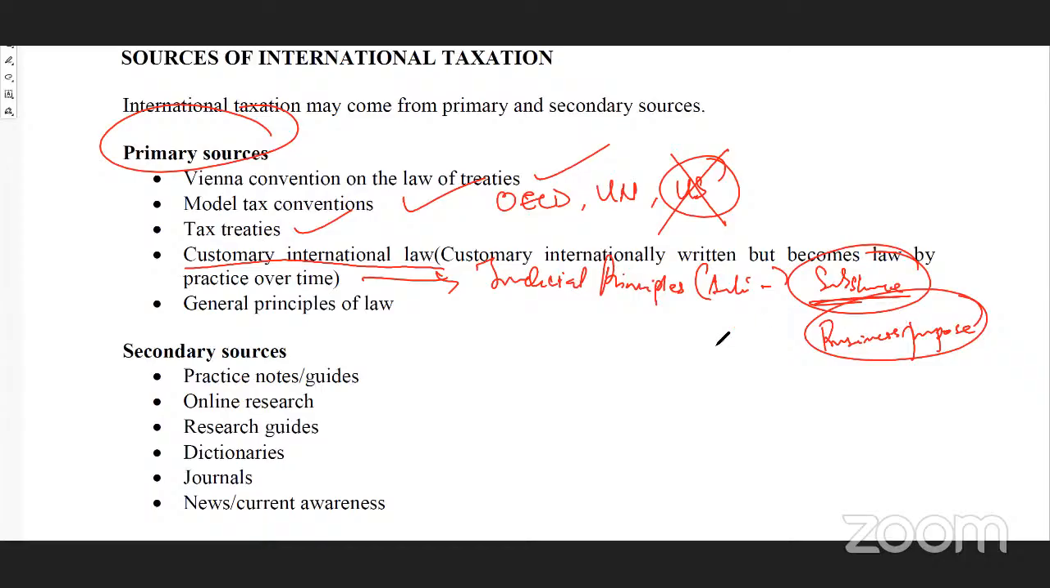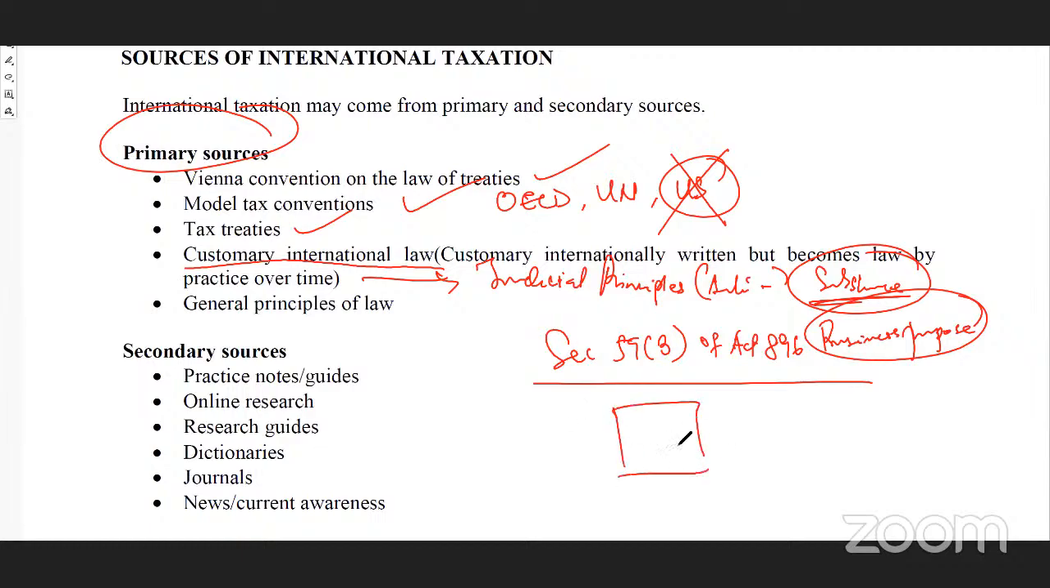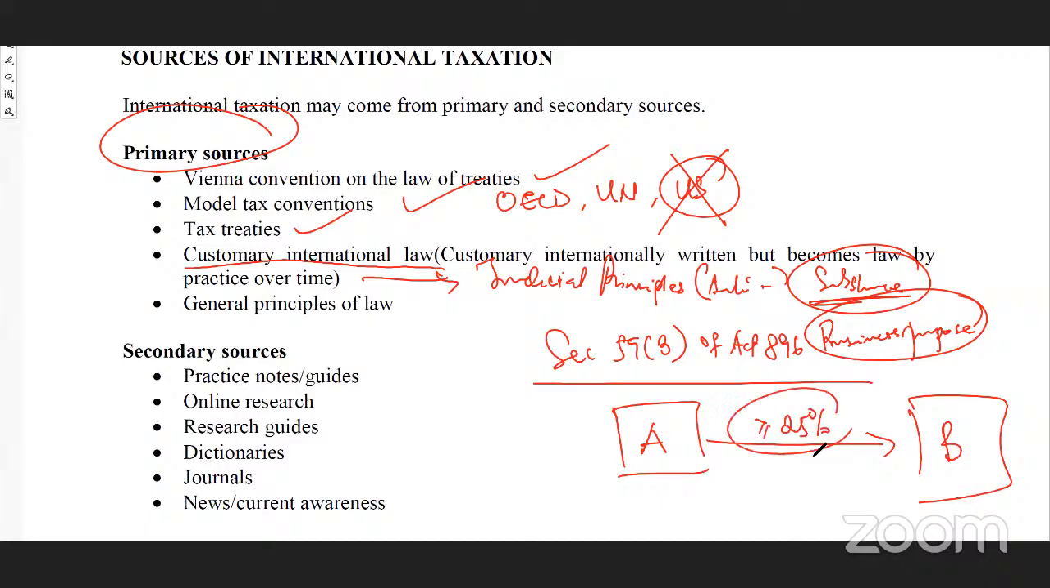Let me give you a typical example. When we visit section 59, subsection 3 of Act 896, there's a rule there, and that rule is what we call a participating exemption. So far as two resident companies, right? Resident company A acquires another company, resident company B, whether directly or indirectly, and owns at least 25% of the shares in this company. If B pays dividends to A, those dividends are going to be exempt from tax. Do you get the idea?